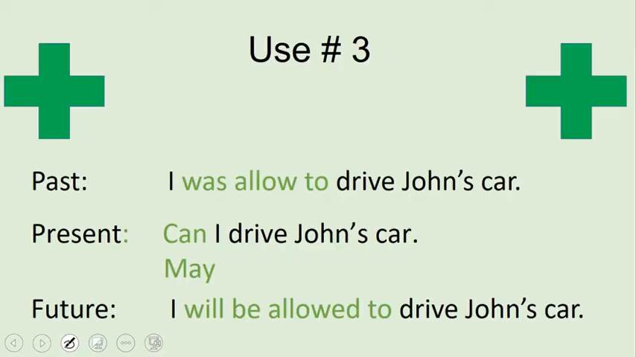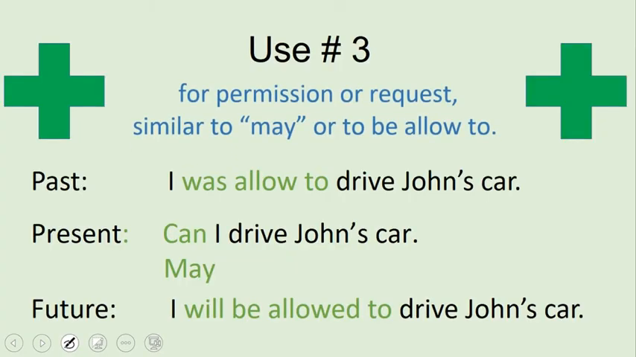Use number 3. This is for permission or request, similar to may or to be allowed to. If you want to ask for something, you use this can. Past tense. I was allowed to drive John's car. Present tense. Can I drive John's car? Or may I drive John's car? And this should be a question. So you can use may or can in this situation.